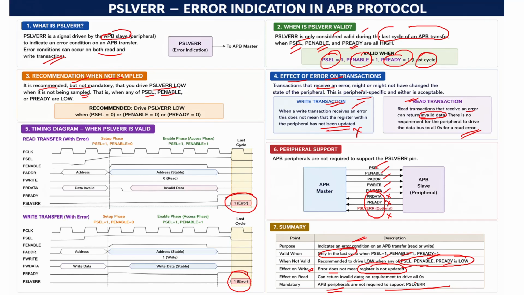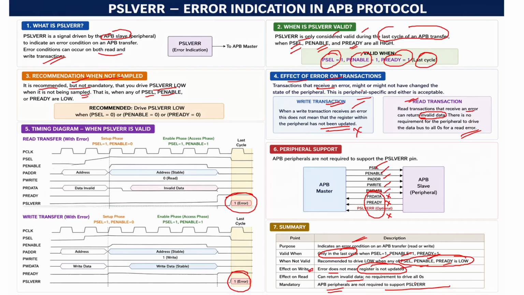Sir, in the timing diagram, when the slave error is high, then only the data is invalid. Invalid, yes. But in the timing diagram there is no invalid data, sir. But why did the error come?